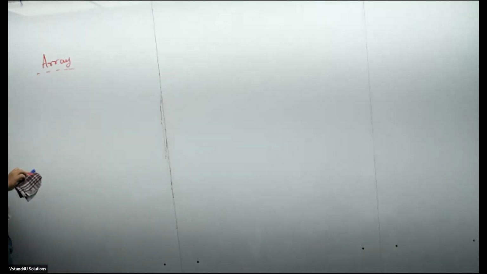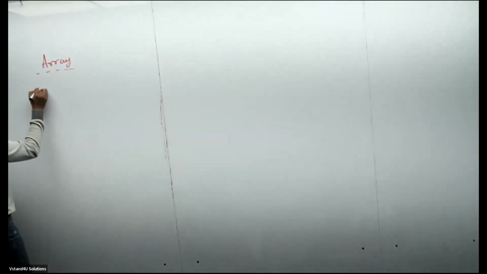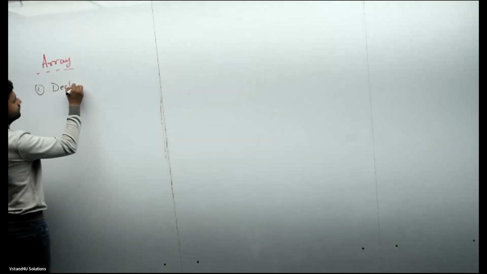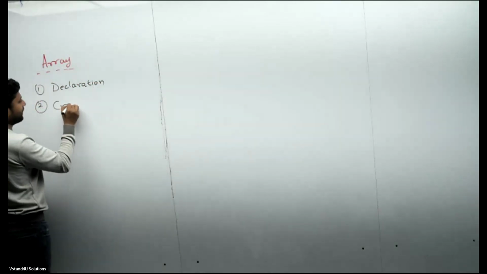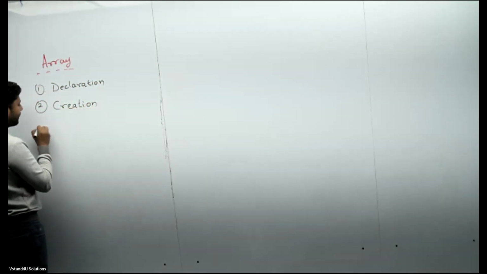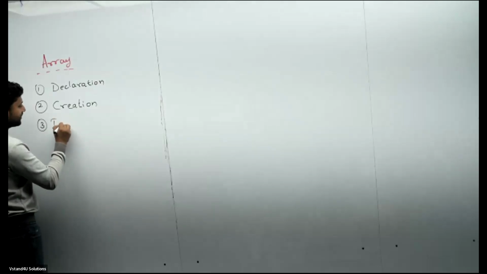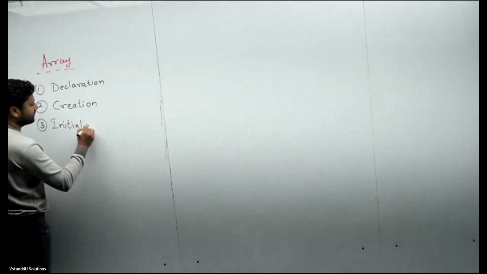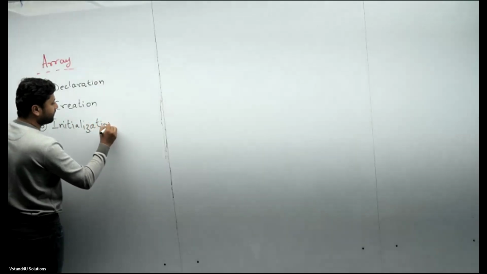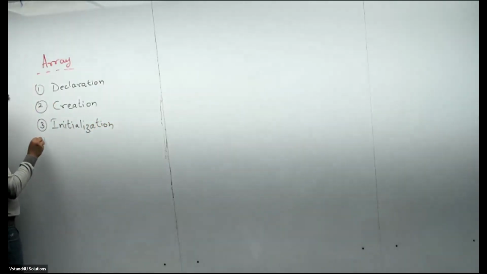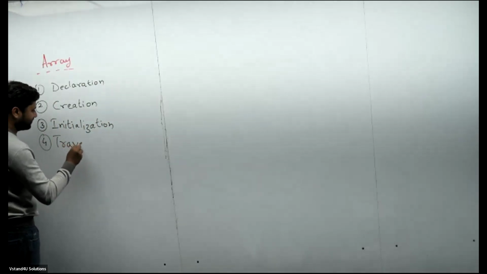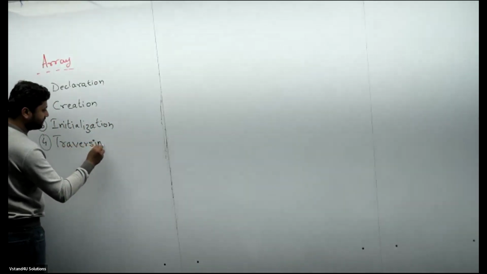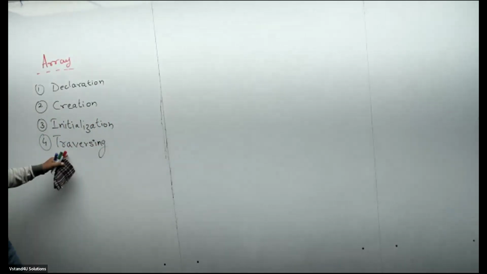When I'm talking about array, the first type of activity we do is the declaration. Declaration of array we will be doing. Second, we will be doing creation of the array. Third, we will be doing initialization. Fourth one, the data. Traversing it. That sometimes we do, sometimes we do not do.